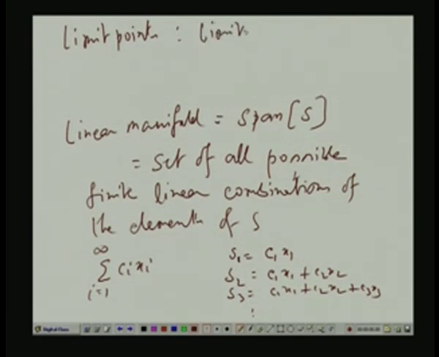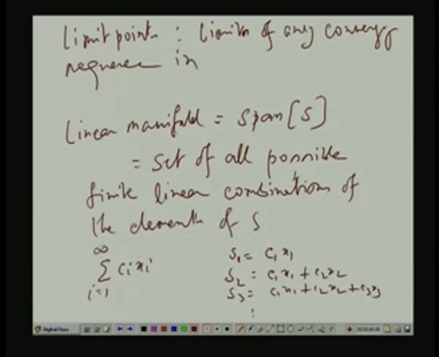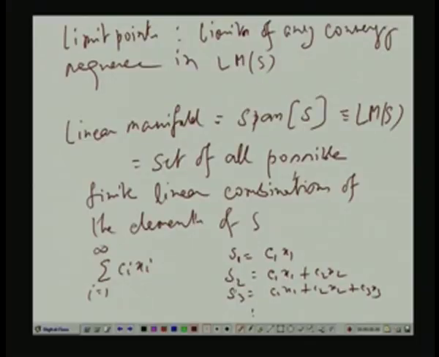limit of any converging sequence in LM S. LM means linear manifold. This is LM S. That is, if you take a sequence in the linear manifold like S1, S2, S3, and it is given that they are converging. That is, as it becomes bigger and bigger, S1, S2, S3, S4, S100, S million, S10 million.